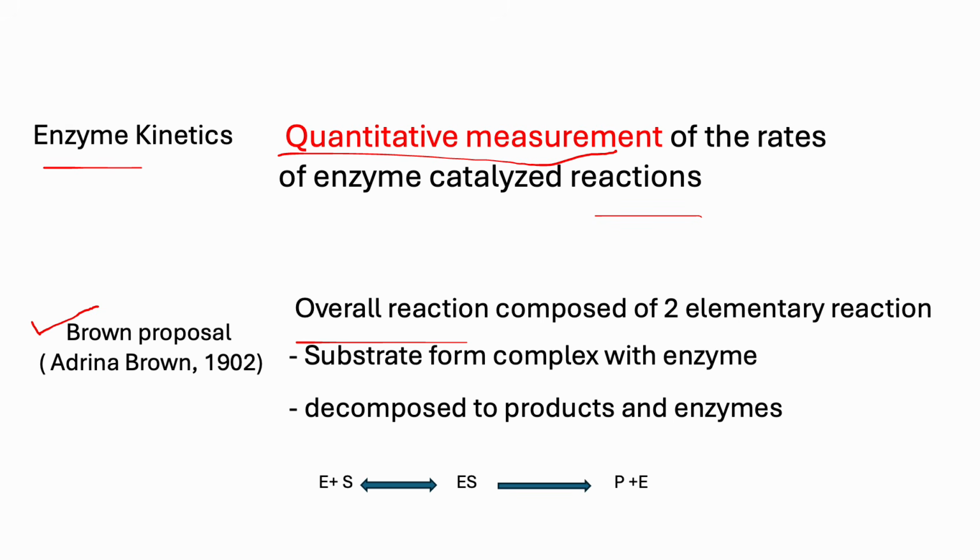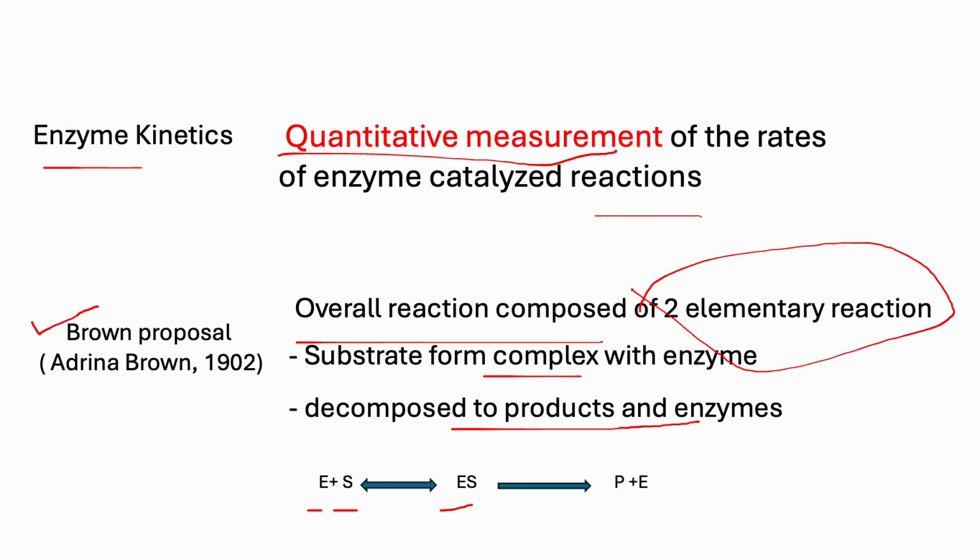The overall reaction is composed of two elementary reactions. This is the enzyme, and this one is the substrate. They form a complex called the enzyme-substrate complex, and then they decompose to product and enzyme. That means the enzyme and substrate make a complex, which is an intermediate condition, and then the product is produced and the enzyme is released.